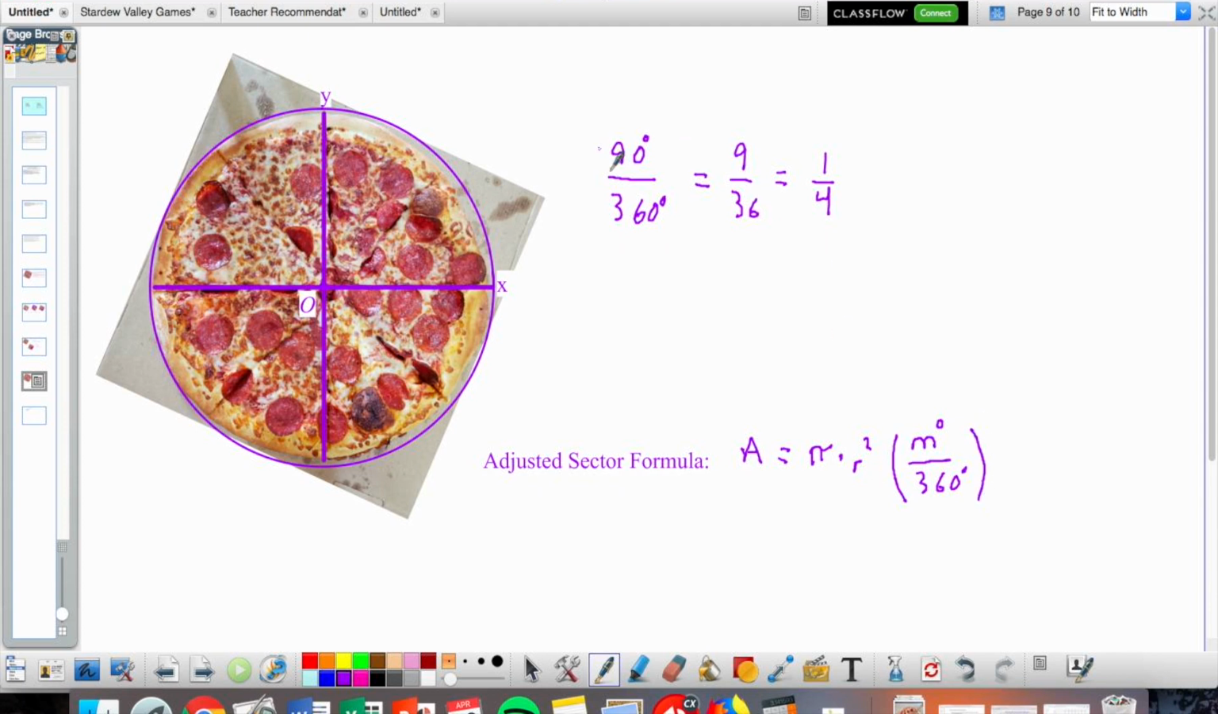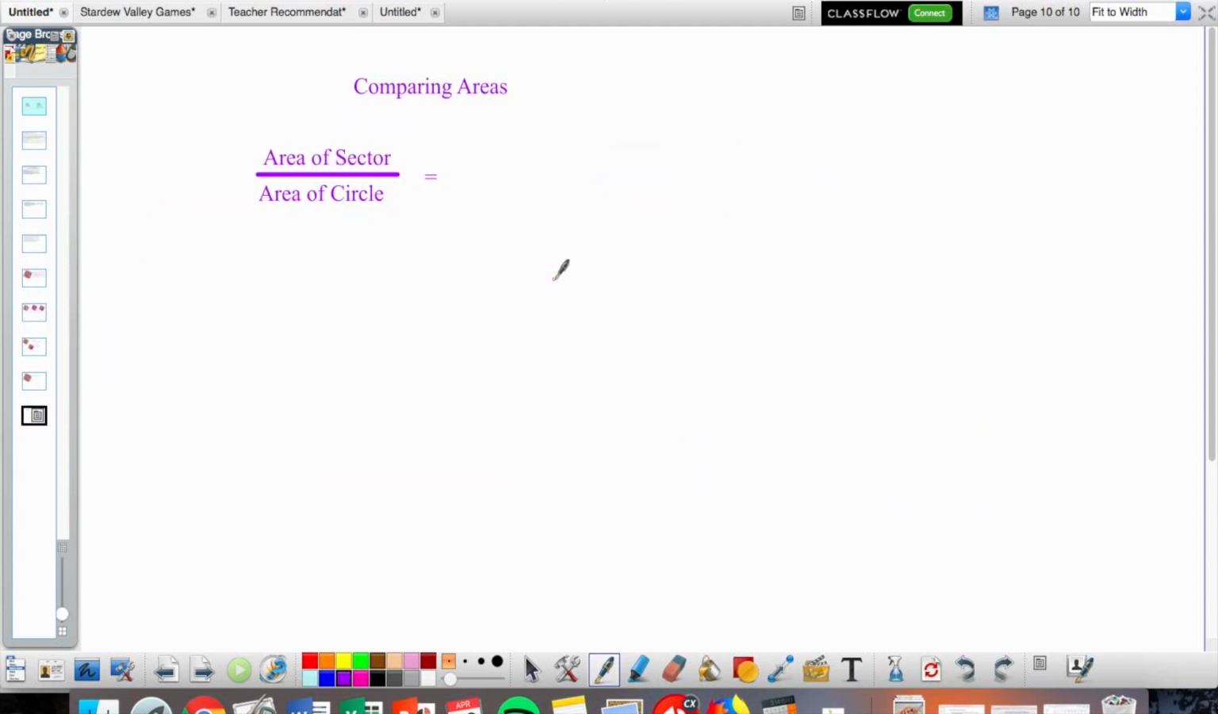So 90 over 360 is what got me the 1/4, but your angle could be anything. So you use the same circle formula, pi r squared, times whatever angle you've been given, divided by 360 degrees total. You can further see this 1/4 ratio by comparing areas with other areas.